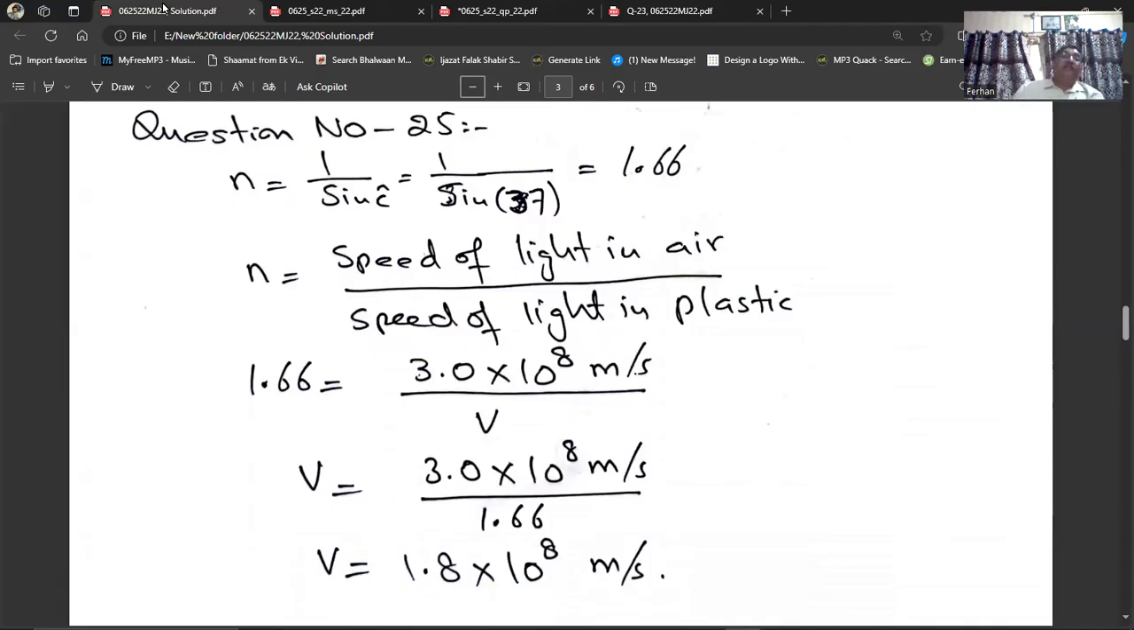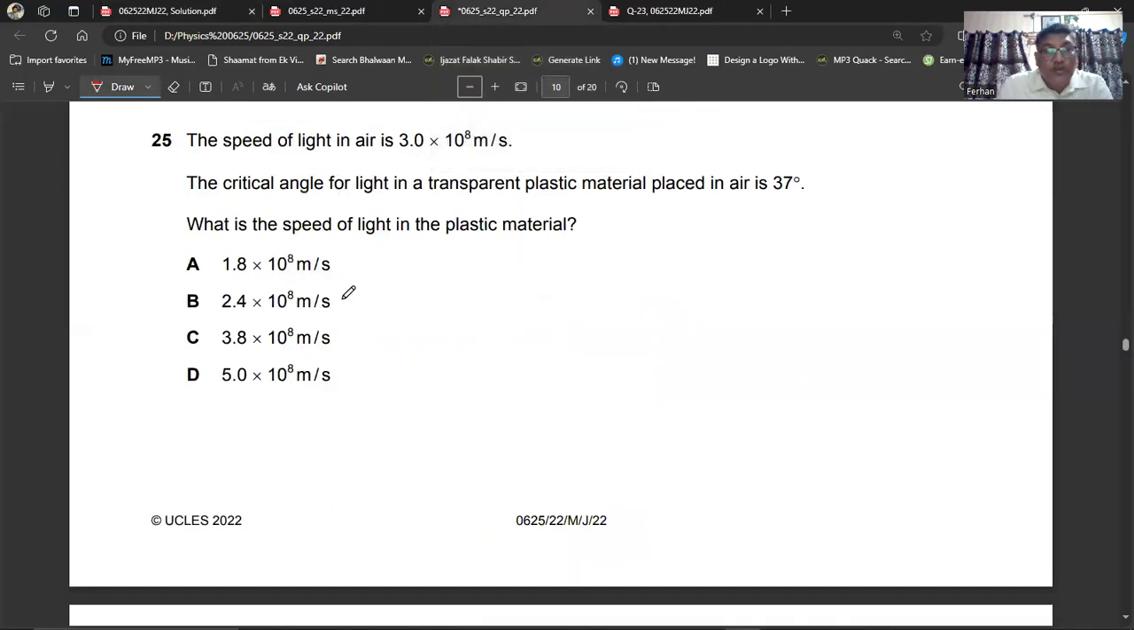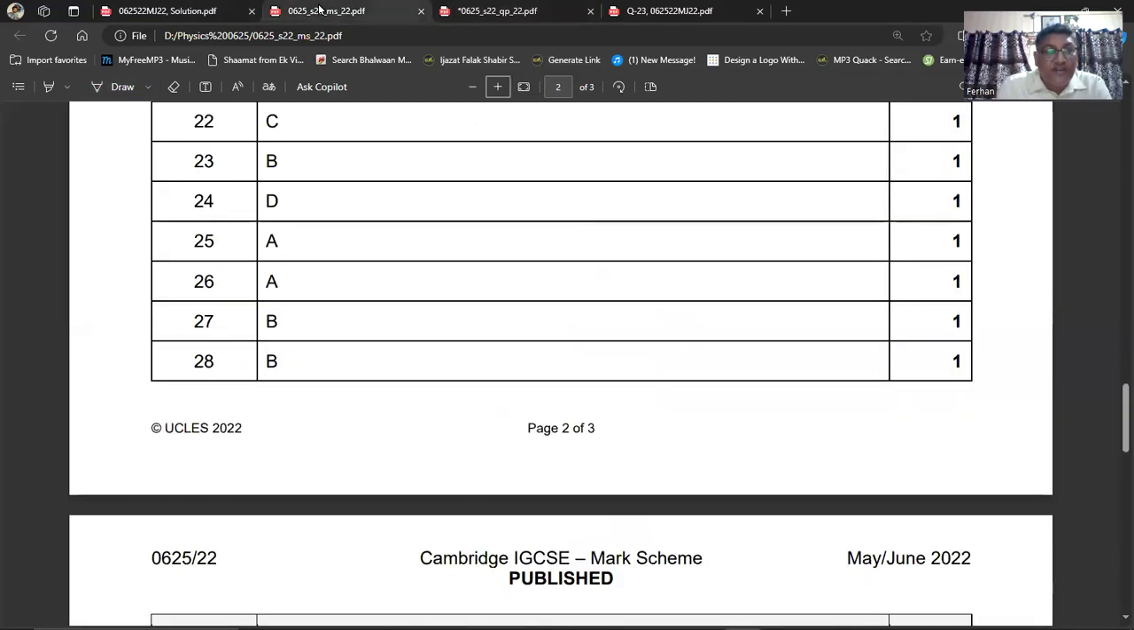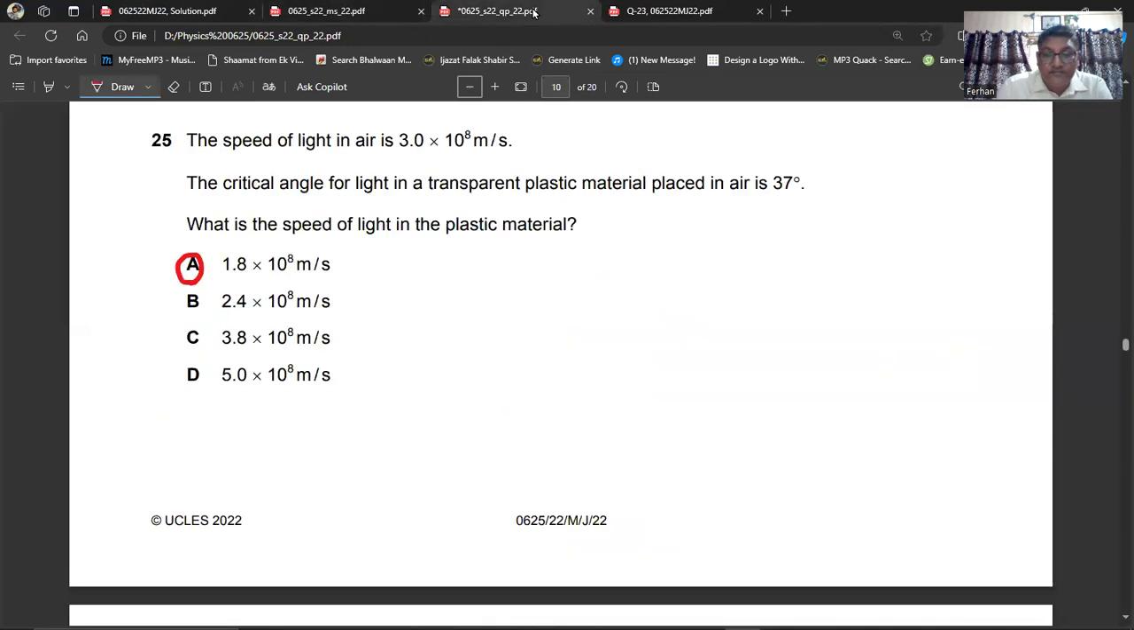You know the refractive index is also the speed of the light in the air divided by the speed of the light in that medium, which is plastic here. So 1.66 is equal to 3 × 10^8 meters per second divided by the speed of light in the plastic, which is the question. So let me call it V. V will be equal to 3 × 10^8 meters per second divided by 1.66, and that is 1.8 × 10^8 meters per second. So that is option A. Question number 25. A is the right option.